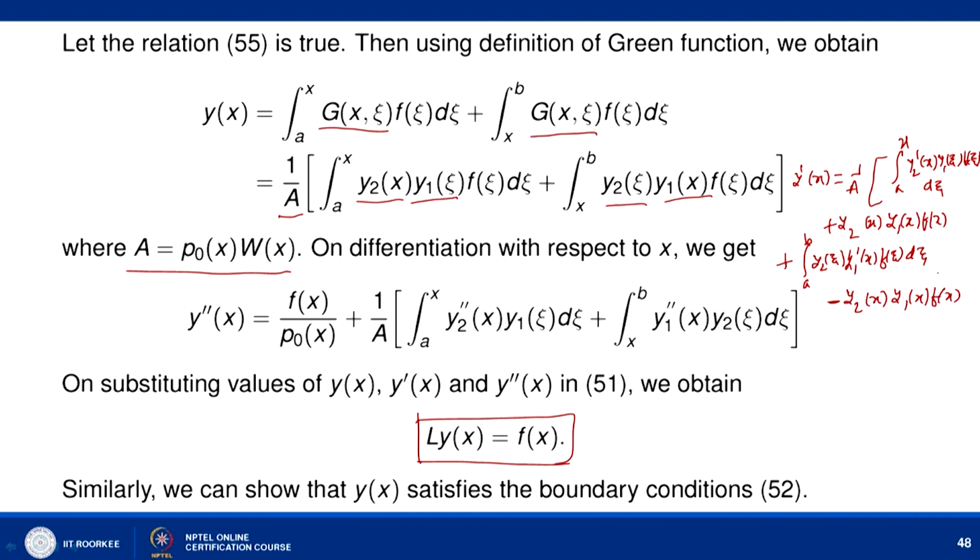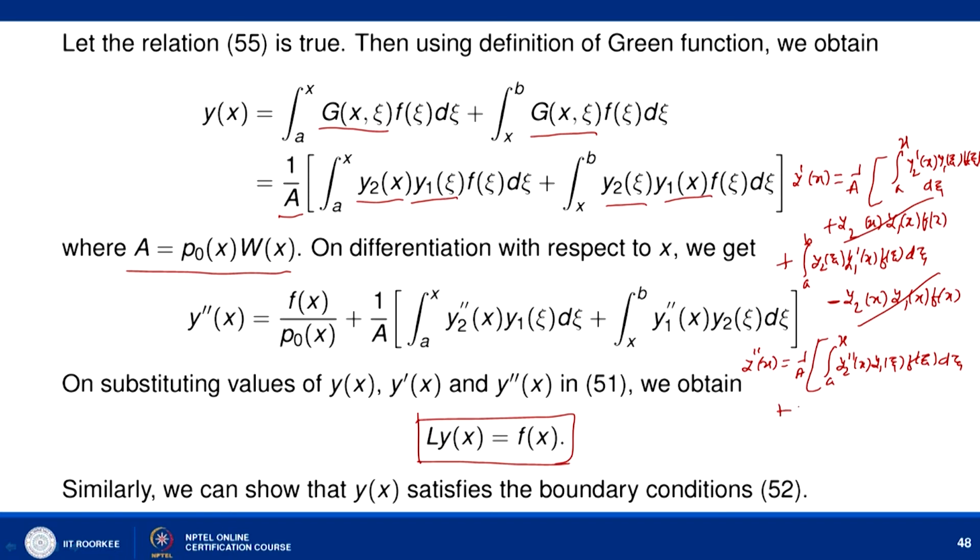If you look at this, these will cancel out, right. So, what will you get? y'(x) equal to 1 upon a, integral a to x y2'(x) y1(ξ) f(ξ) dξ plus integral a to b y2(ξ) y1'(ξ) f(ξ) dξ. Now, when you differentiate it again, what will you get? y''(x) equal to 1 upon a, here you will get integral a to x y2''(x) y1(ξ) f(ξ) dξ and plus.